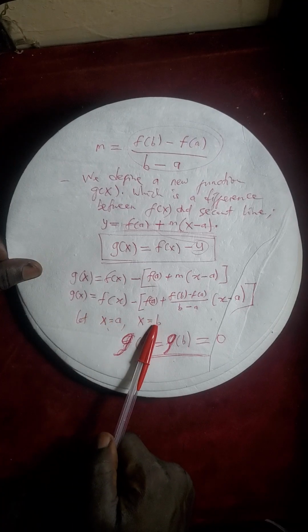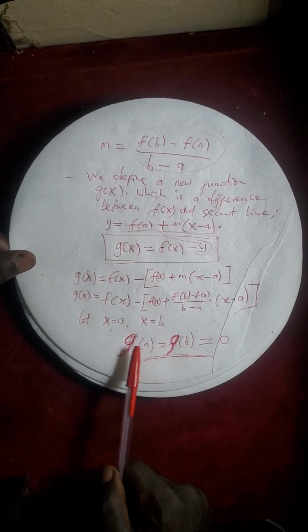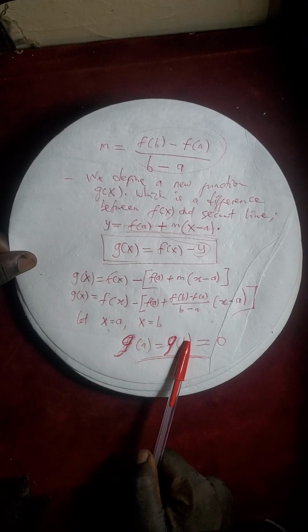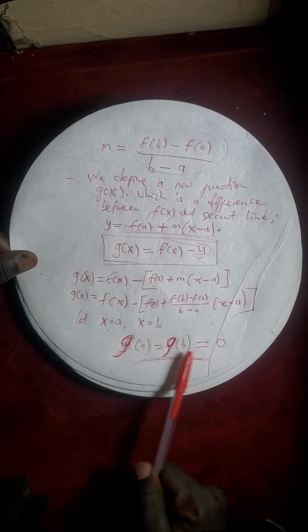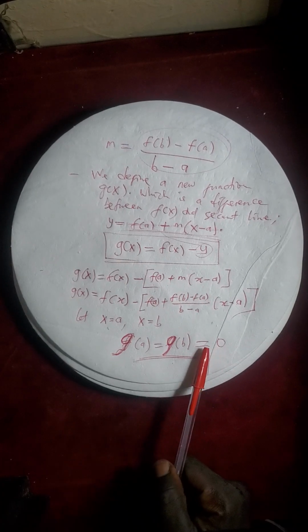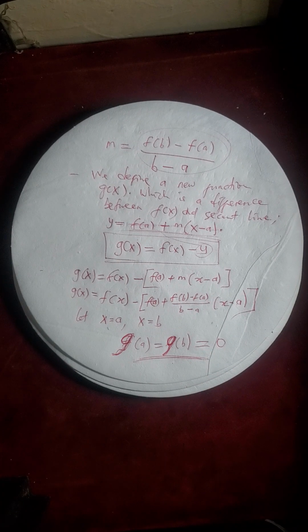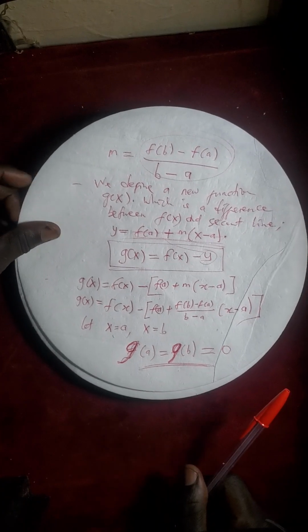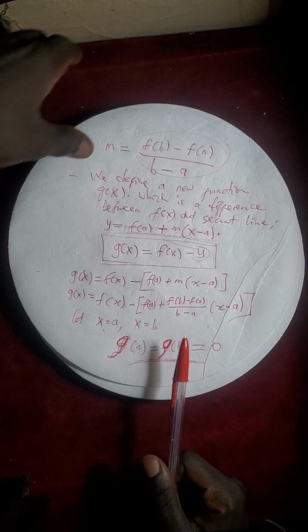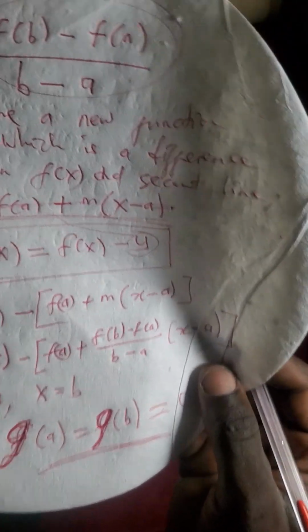Again, the x becomes b. Find the answer. Both of them should be equal, and that equalness is a 0. In short, g of a should produce a 0. G of b should also produce a 0. For you to be easier in the exam, you don't have to explain the way I'm explaining, but just mastering the proof. I'm sure this one can come. Okay, let's replace and see what we are going to come up with.